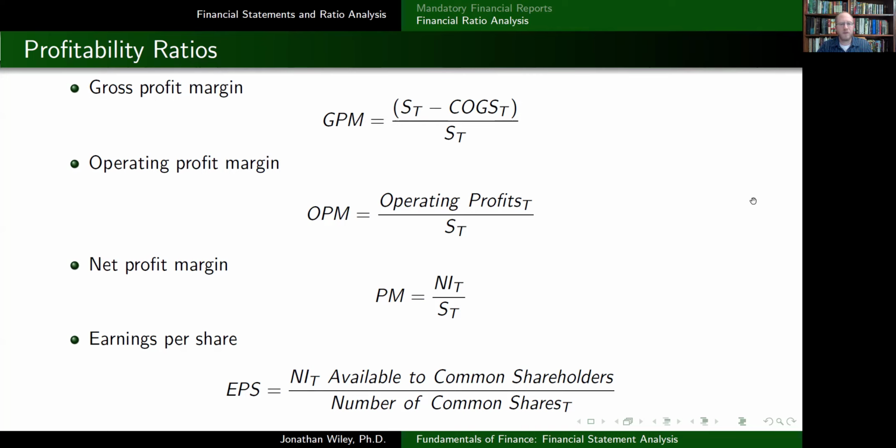Then we get down to our net profit margin, which is overall my bottom line net income relative to the sales. And again, generally, I'd like to see higher relative to lower.